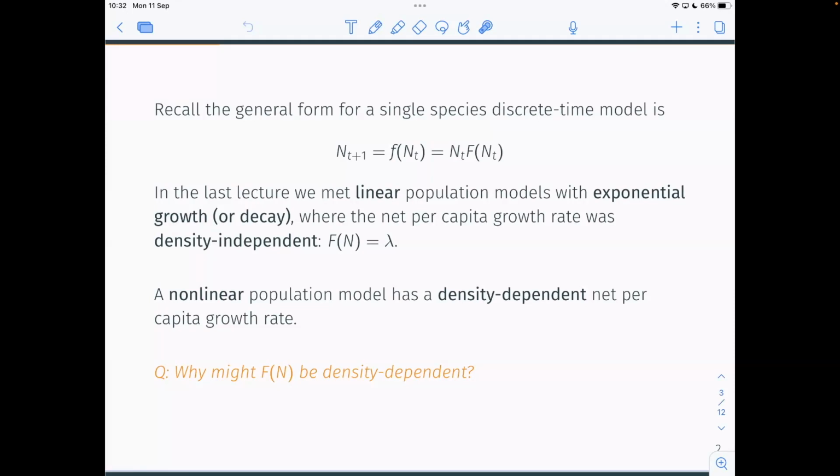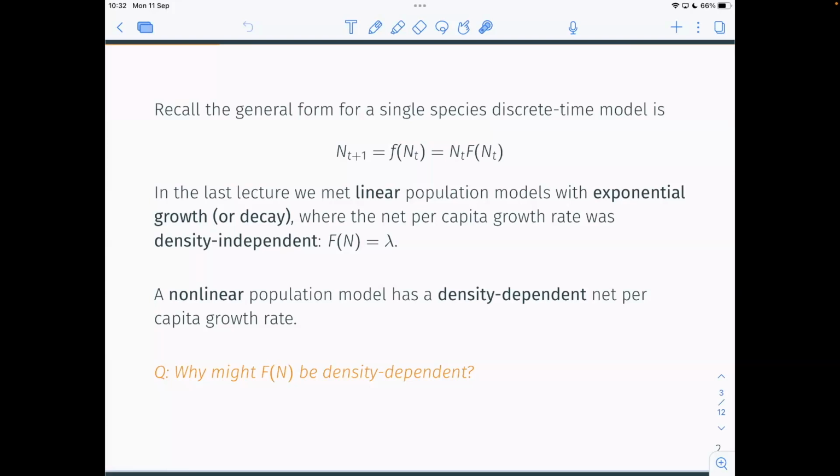Okay, so we looked at linear population models because we could write this capital F of n as just some constant, which we called lambda. Okay, and this gave us exponential growth or exponential decay. So now with our nonlinear population models, this capital F of n is no longer just a constant, it's going to be some function of n. Okay, so this makes it density dependent.